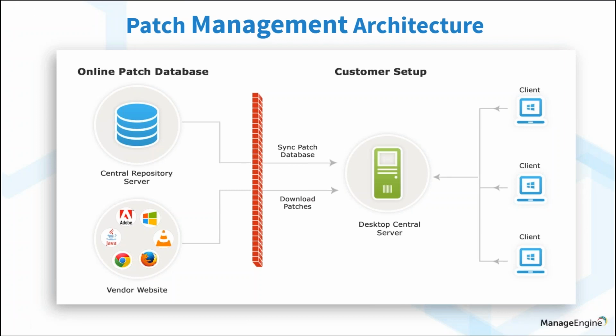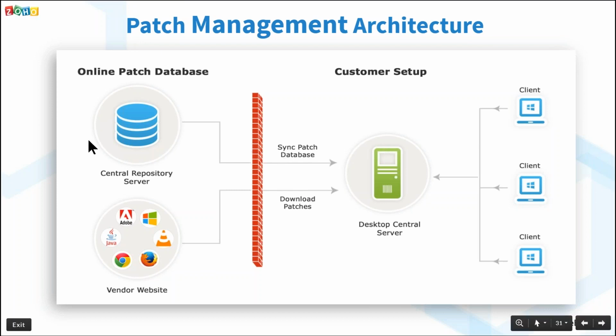So this testing involves whether the patches have been successfully installed, the compatibility check, and the applicability of the patches will be tested during this process. Then it will be published to the central patch repository. That's the important part here. The Desktop Central server subscribes to the central patch repository to download the vulnerability database periodically.